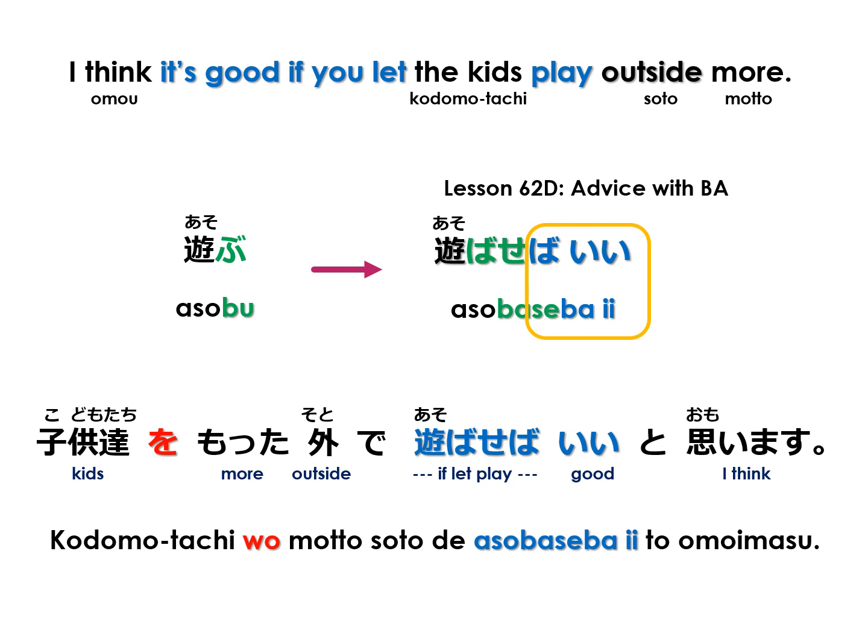Now, because the sentence is a permissive causative with an intransitive main verb asobu, we can also use ni for the causee, the kids, and say, 子供たちにもっと外で遊ばせばいいと思います.